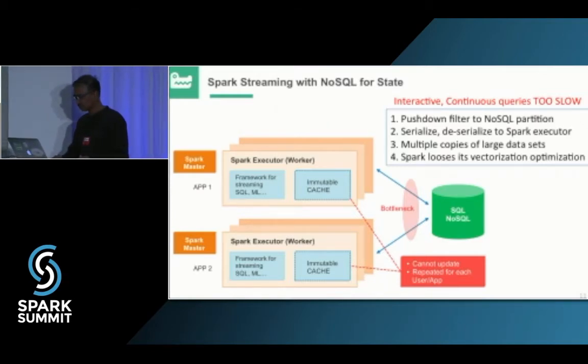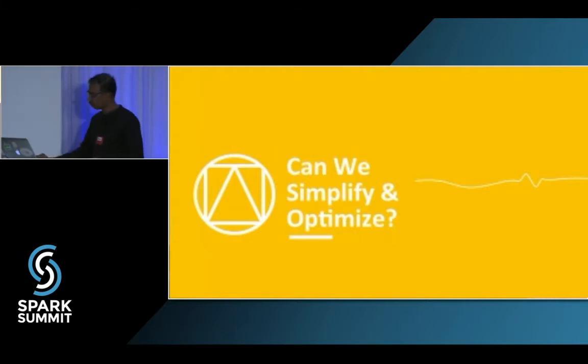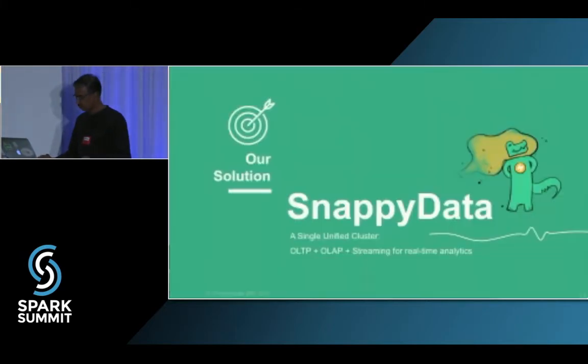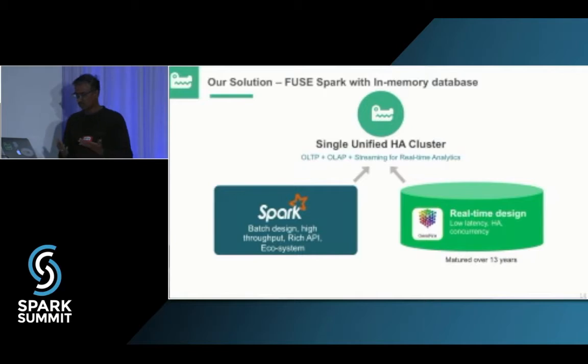So the question really is, can we simplify and optimize? That's really our proposition with SnappyData. In a nutshell, SnappyData is a single cluster. Rather than saying, here is a Spark cluster and here is a data store cluster, we're taking the data store and fusing it in Spark. One way to think about it is that we're taking Spark from being a pure computational engine and turning it also into an operational database, making Spark much more applicable to a lot of these real-time mixed workload scenarios.